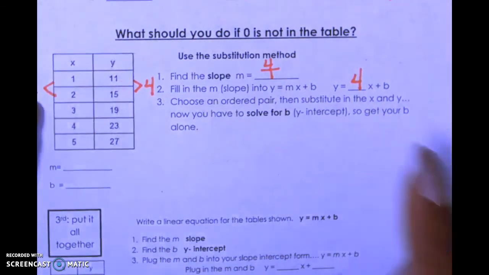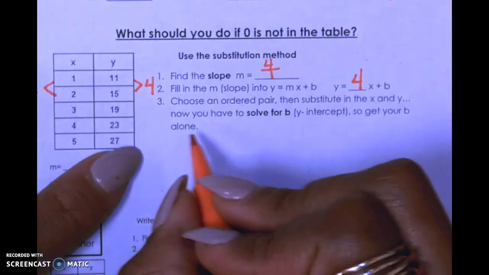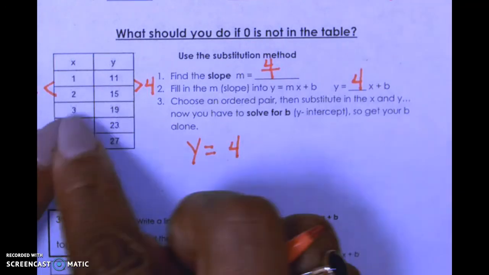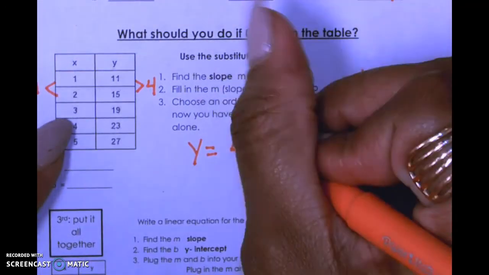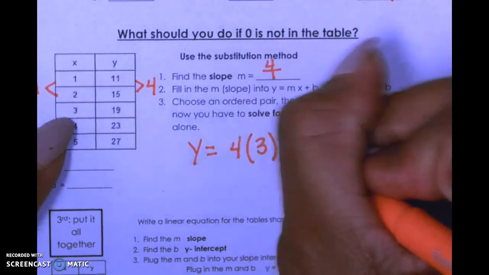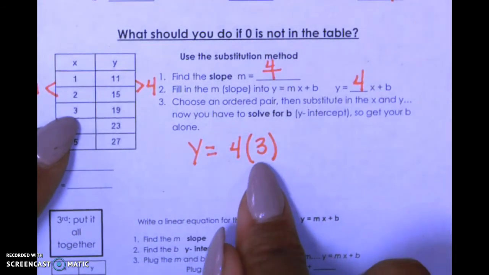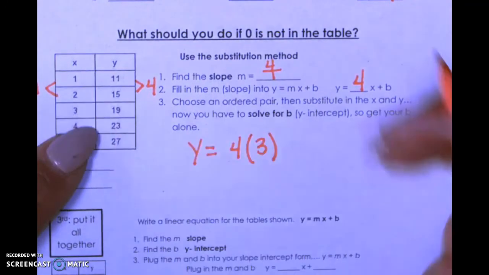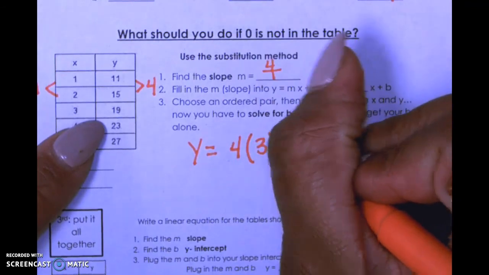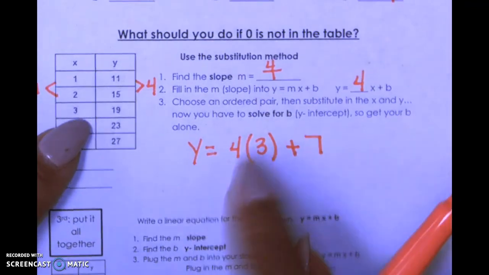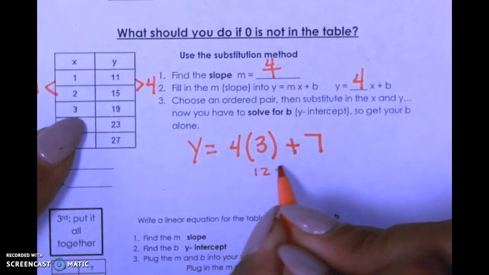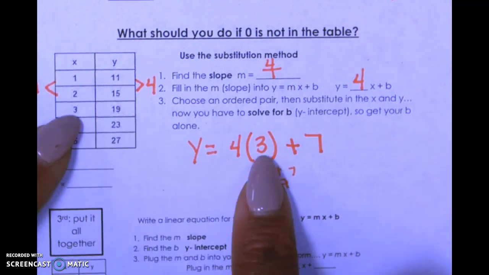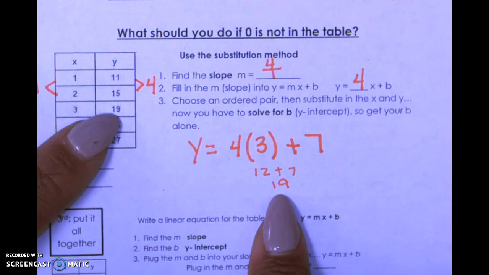Okay, so that's a big mouthful, so let me just go ahead and show you. If I have y equals 4 times x, I'm going to pick 3. Let's just use that as an example. So when x is 3, 4 times 3 is 12. Well, this doesn't say 12. So how do I get from 12 to 19? I will add 7. Let me double check: 4 times 3 is 12, 12 plus 7 is 19. And therefore you have 19 in my second ordered pair. So when x is 3, y is equal to 19.